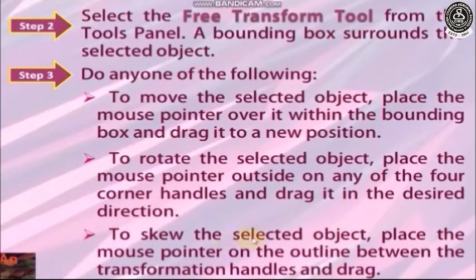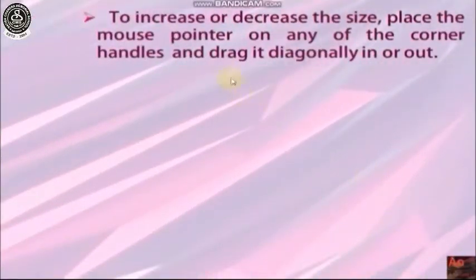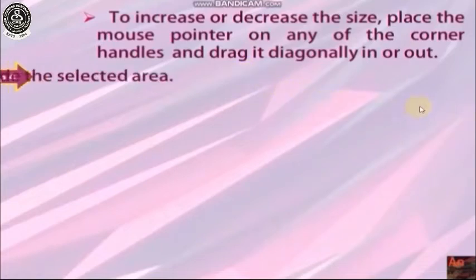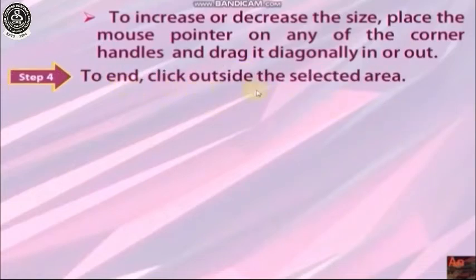To skew the object, place the mouse pointer on the outline between the transform handles and drag. To increase or decrease the size, place the mouse pointer on any one of the corner handles and drag it diagonally, as we have dragged pictures. So drag it diagonally in to make it smaller, and drag it out to make it larger. Step number 4, to end, click outside the selected area.